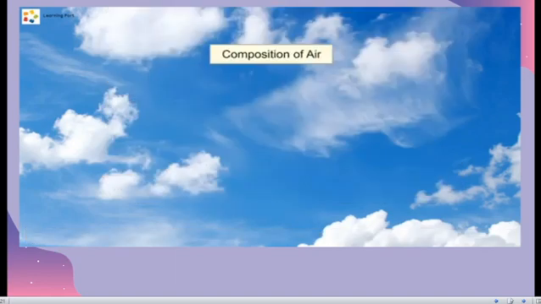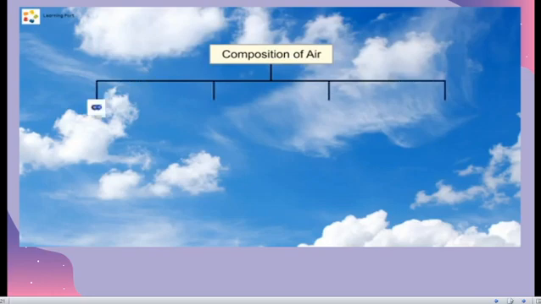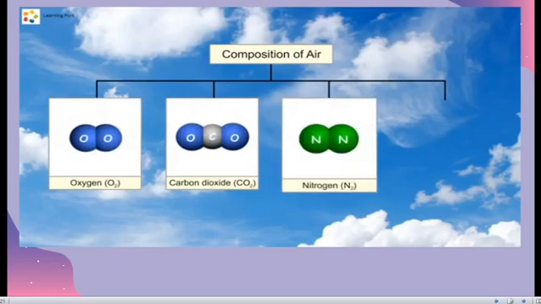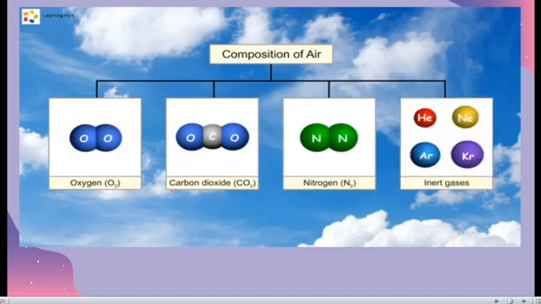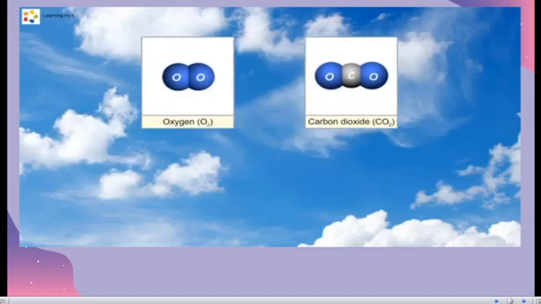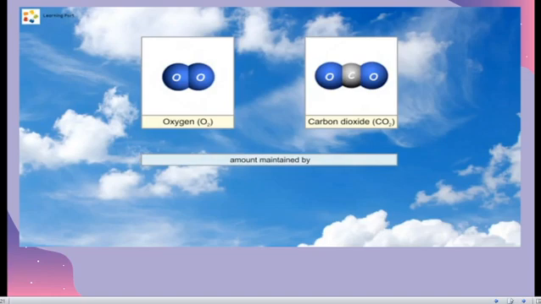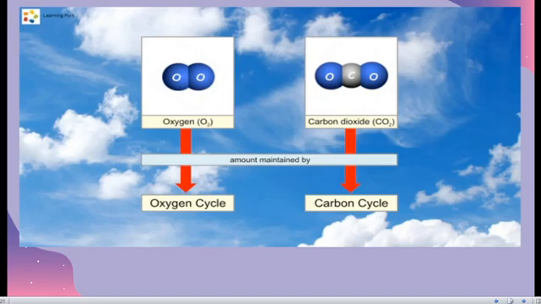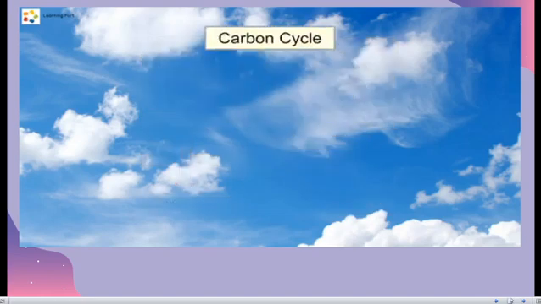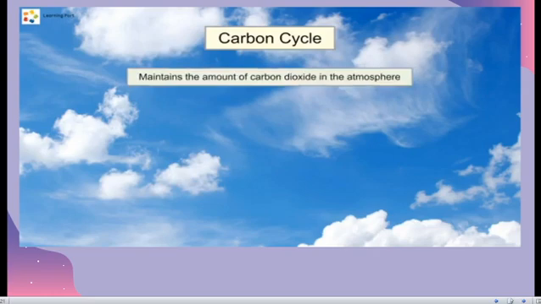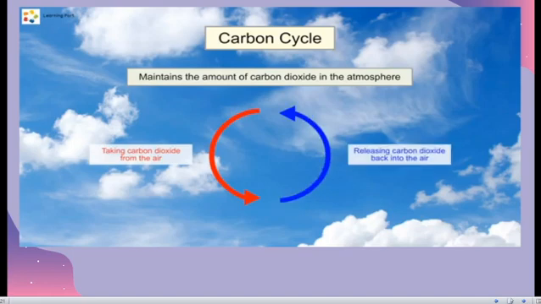The air around us is made up of many different gases, including oxygen, carbon dioxide, nitrogen, and inert gases. Oxygen and carbon dioxide in particular are important for the survival of living organisms. The amount of these gases in the atmosphere is maintained by the carbon cycle and the oxygen cycle, respectively. The carbon cycle is the cycle that maintains the amount of carbon dioxide in the atmosphere by continuously taking carbon dioxide from the air and releasing it back into the air.